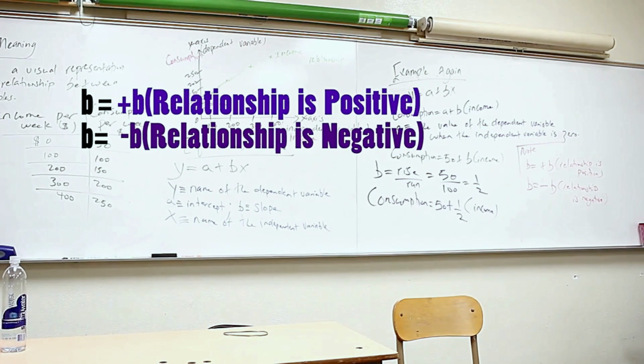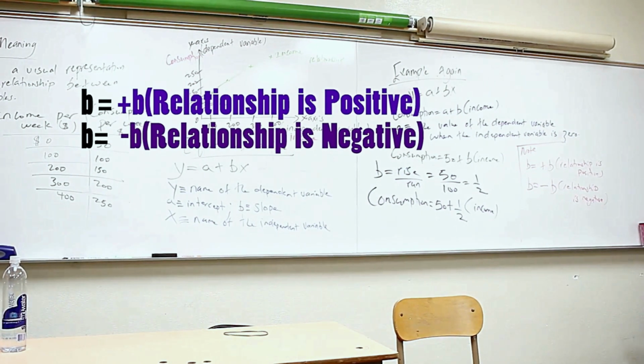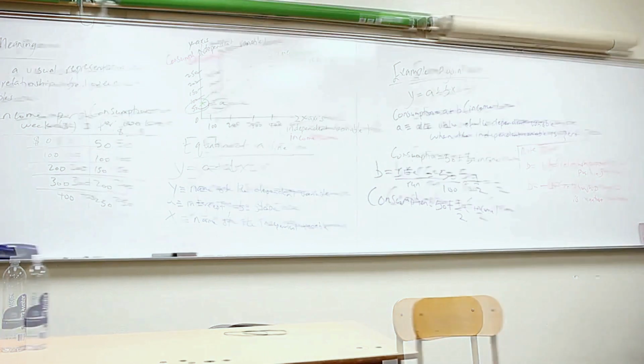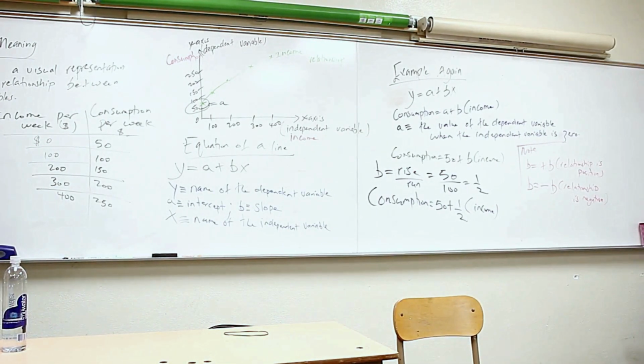So if I give you a note, b is equal to plus b if the relationship is positive. b is equal to minus b if the relationship is negative. If it was a negative relationship, same rise over run, but now you put a negative sign. Because this is a positive relationship, you have a positive sign in front of the b. Rise over run, that's the b. Yes? Draw the graph, things follow naturally.